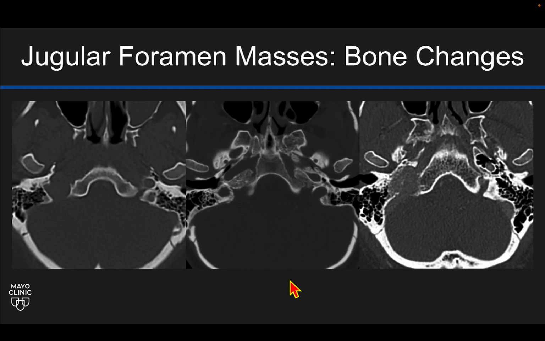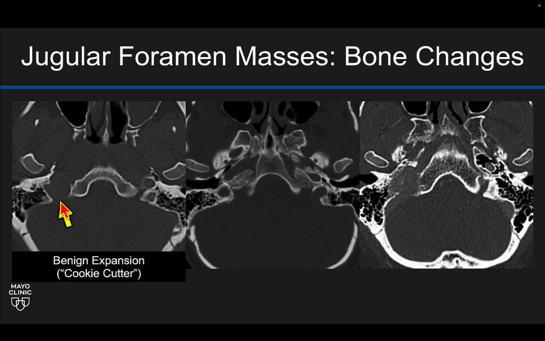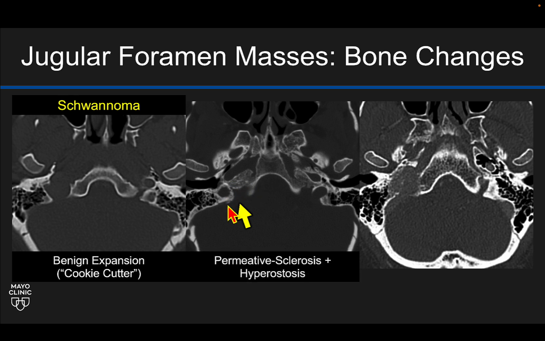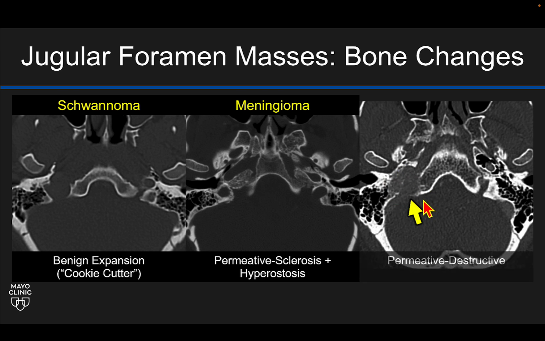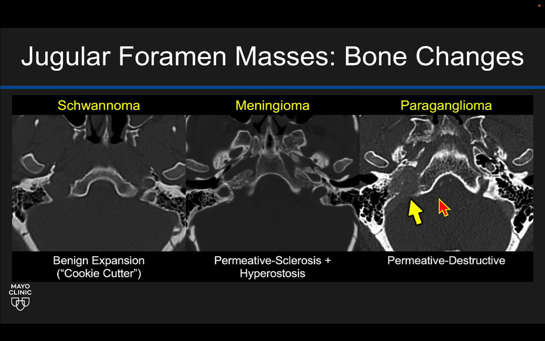So, to summarize the bone changes that we should be thinking about with jugular foramen masses. All right, these are going to be the big three primary. So first of all, image on the left, we have our expansile, sort of benign appearing thin sclerotic margins to it. This is that benign expansion or cookie cutter appearance of a jugular foramen schwannoma. The image in the middle, we've got our permeative sclerotic bone changes with a little bit of hyperostosis. This is going to be characteristic of meningioma. And then the image on the right, we've got our permeative destructive bone changes about the jugular foramen. This is characteristic of a jugular foramen paraganglioma.